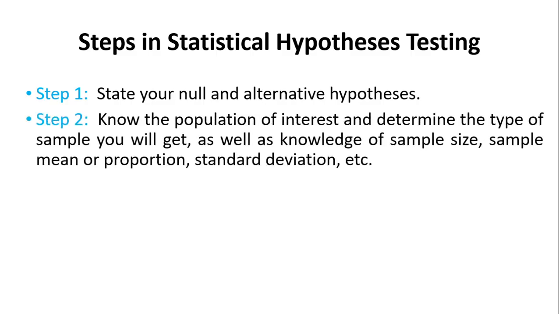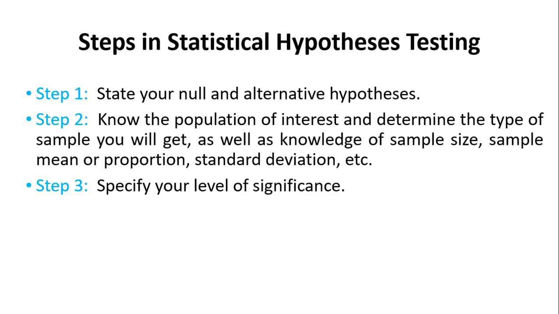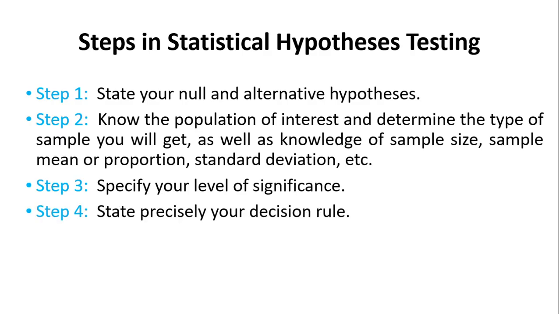The second one is that you understand the population of your interest, in order for you to be able to determine your sample size and know other characteristics of your sampling, which could be mean, proportion, standard deviation, and so on. The next is to fix your level of error, especially type 1 error, alpha, to be 5%, 1%, or 10%. And the other one is to state your decision rule.